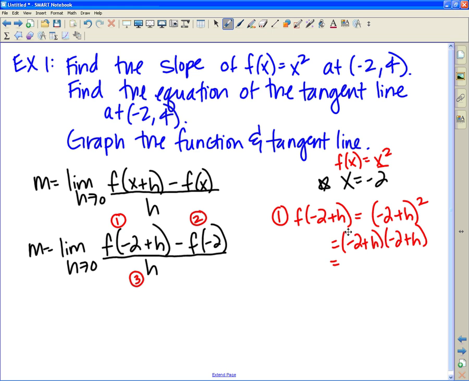So first would be 4, then minus 2h and minus 2h would be minus 4h, and then plus h squared. I would go ahead and do step 2, because it is going to be a little bit different than last time. It's not just f of x. So f of negative 2 would mean take this function and put negative 2 in here, squared. What do you get? 4. And now you can go ahead and evaluate your limit situation. You ready?